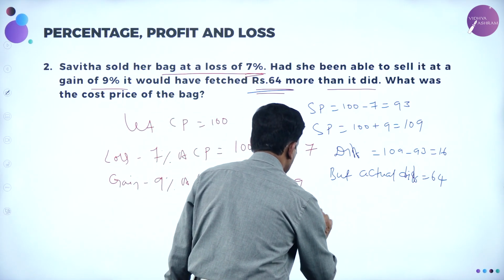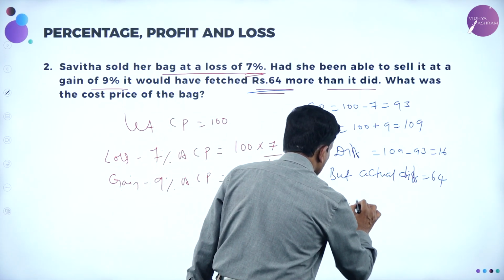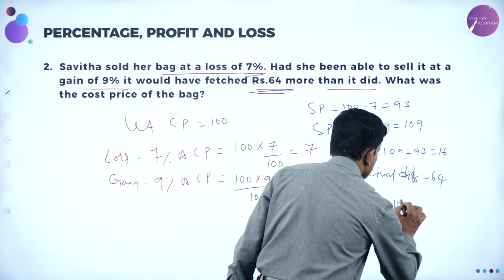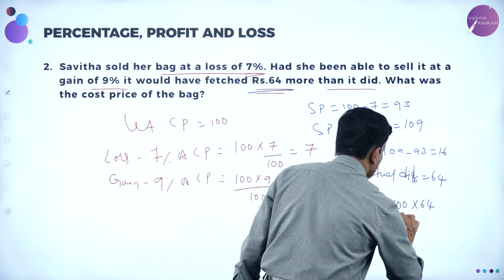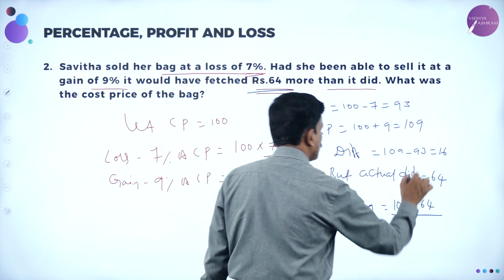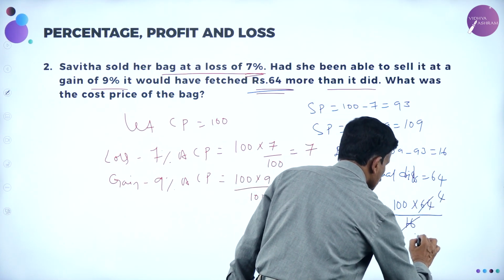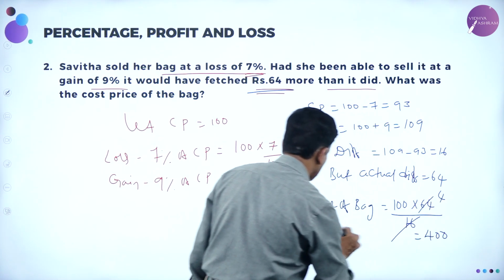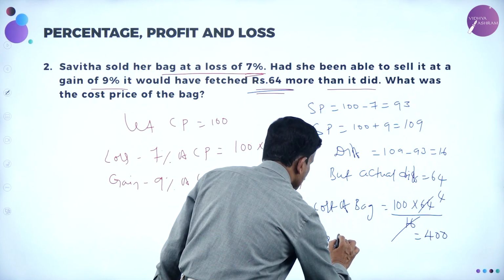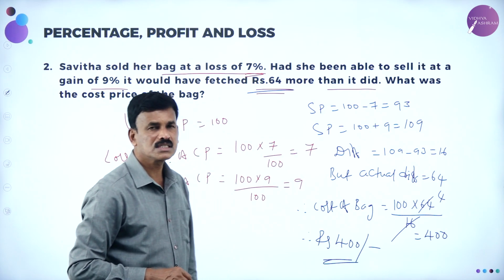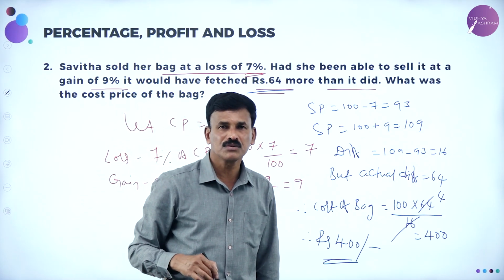Now, what is required is to find out the cost price of the bag. So, therefore, the cost of the bag is equal to 100 into the actual difference 64 divided by the difference 16. 16 fours are 64, that's equal to 400. So, therefore, the actual cost of the bag is rupees 400. That's it. This is the final answer. Very simple problem. Okay, you followed.